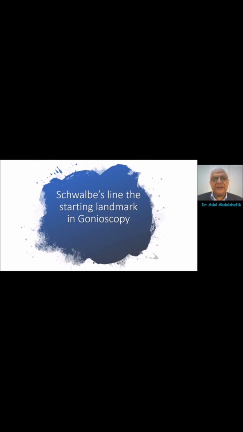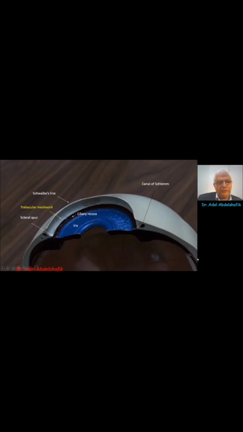Schwalbe's line is the starting landmark when doing gonioscopy. In this photo of a model, this is the location of the Schwalbe's line. Behind it you have the trabecular meshwork, then the scleral spur. Here you have the ciliary recess and iris. We all know that aqueous passes through the trabecular meshwork to reach the canal of Schlemm. So you need to start by identifying the Schwalbe's line so you can see whether the trabecular meshwork is visible or not. So this is the starting point.